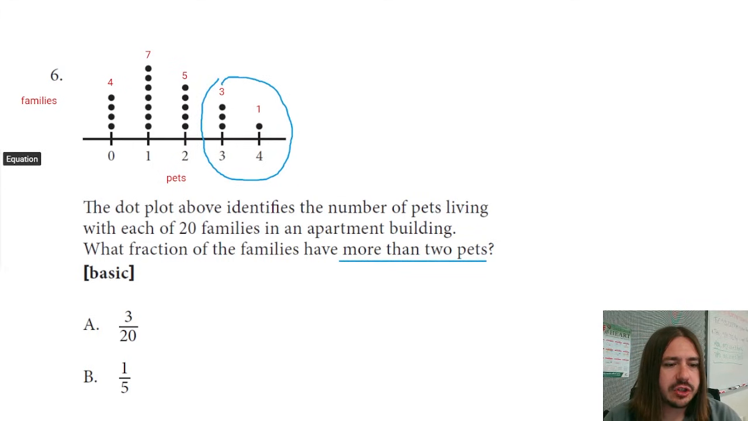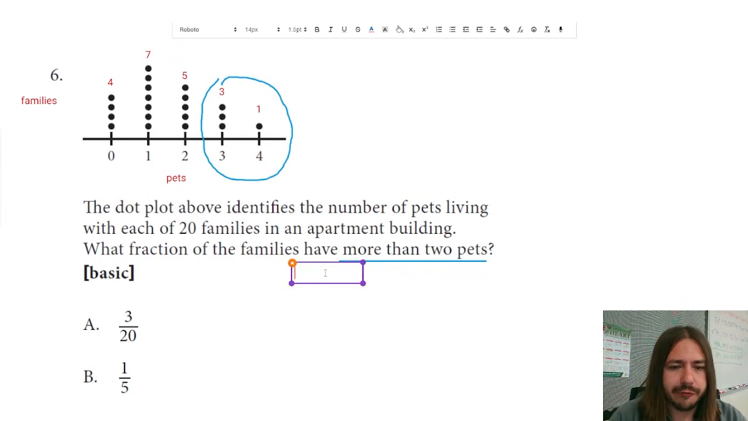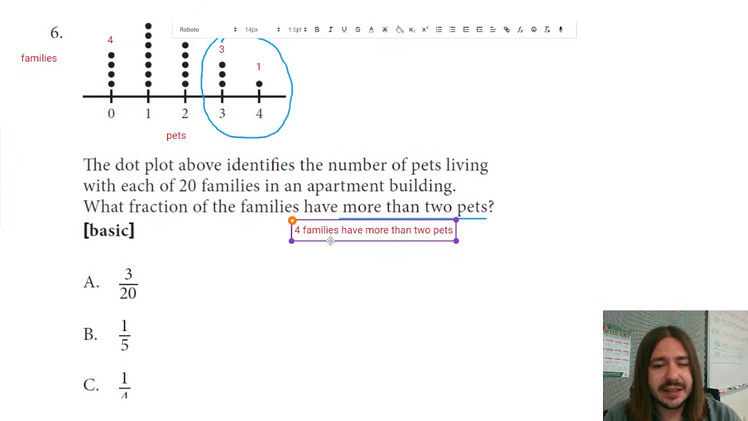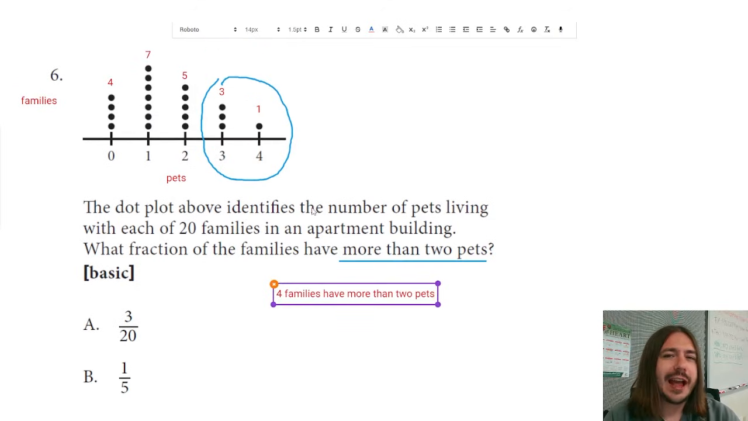Now we can see there's a total of 4 families that have more than 2 pets. Let me make a note of that. 4 families have more than 2 pets. This is not asking exactly how many families have more than 2 pets. It's saying what fraction of all the families. So we need to also count how many total families are we actually looking at here.